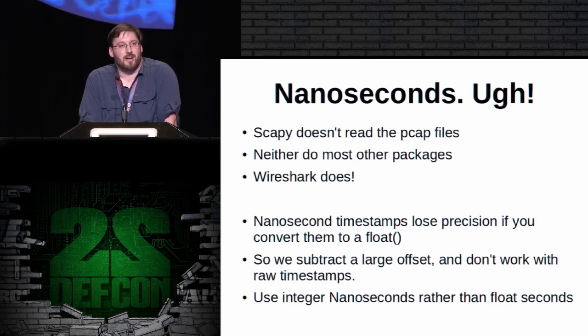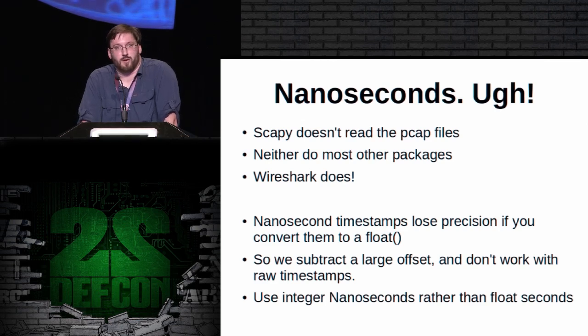So nanoseconds turn out to be really inconvenient to work with. Scapy doesn't like to read the PCAP files. Almost everything else doesn't like the new format with nanoseconds from tcpdump either. Wireshark will read it, but Wireshark is not a generally useful packet parsing library that you can embed in other things. For better or worse, I ended up doing that, and what I'm using to parse these packets in the analysis script is a package called TShark, which is the command line version, and then a wrapper called PyShark, I think.